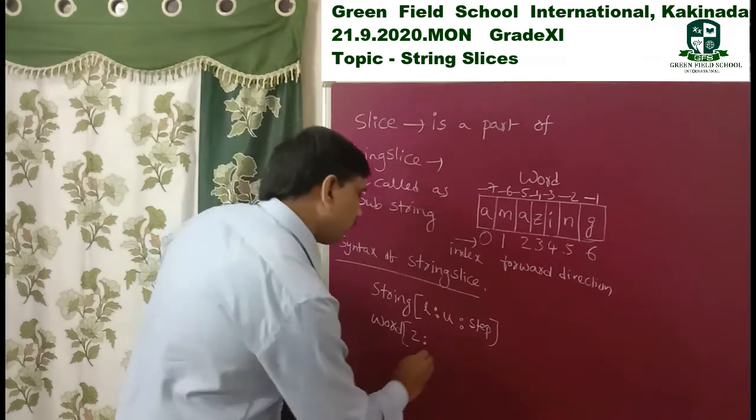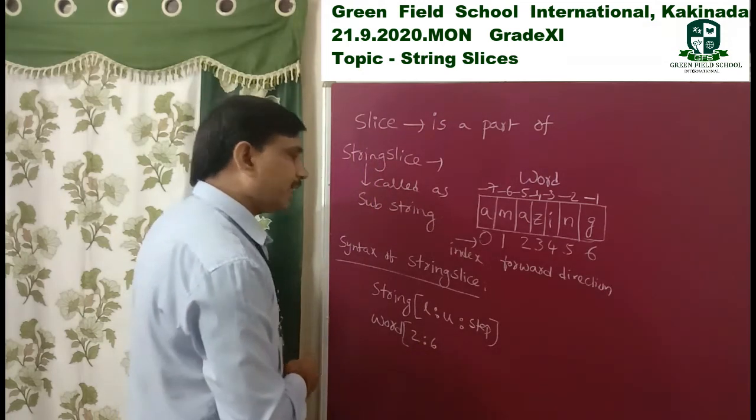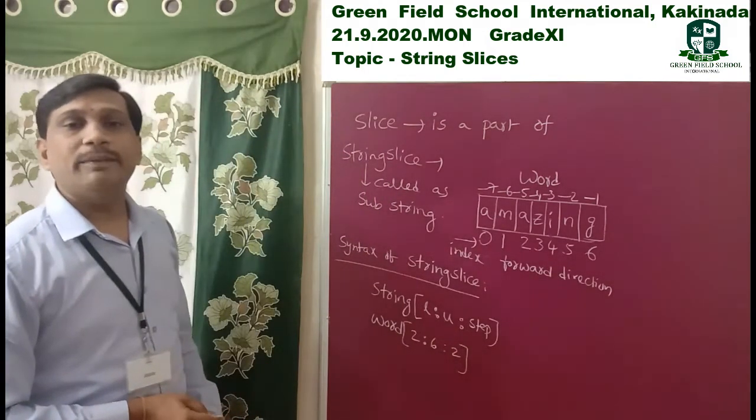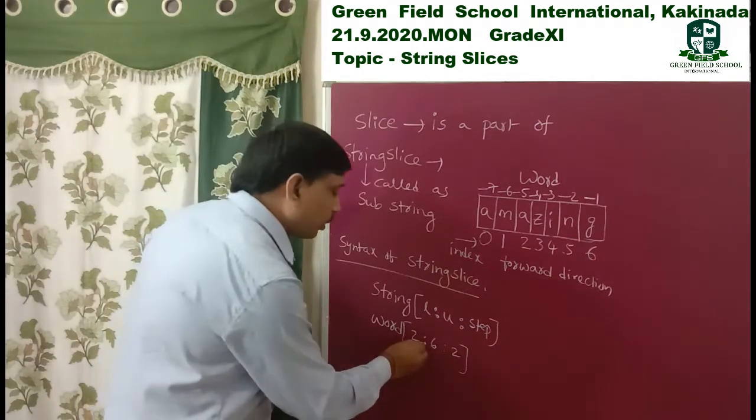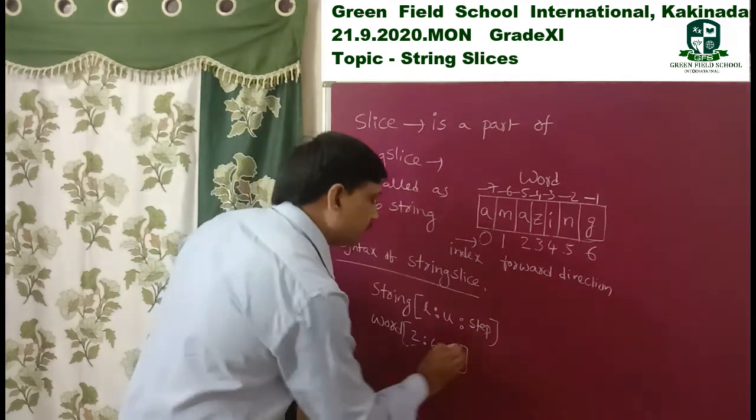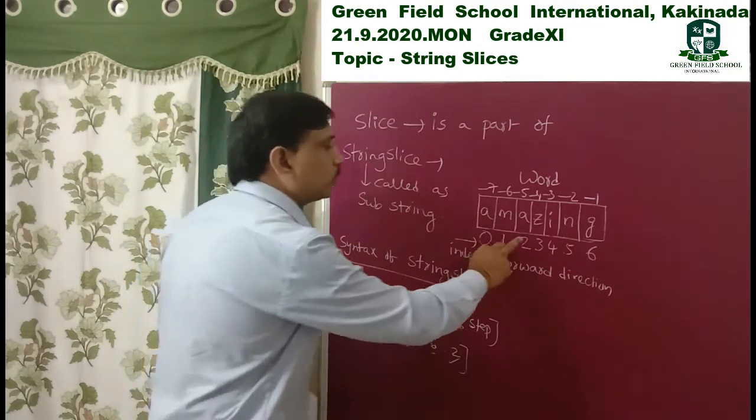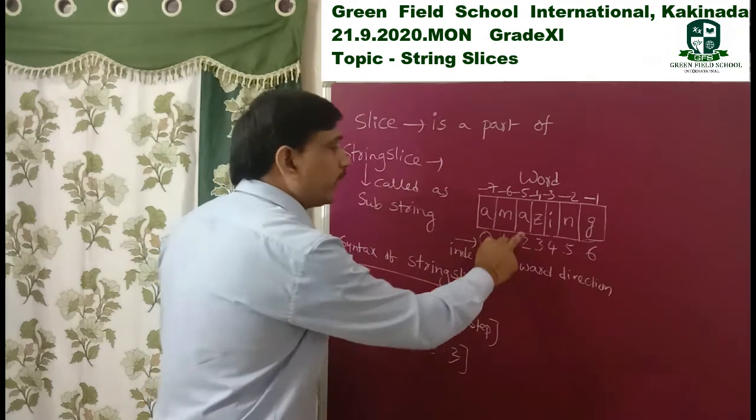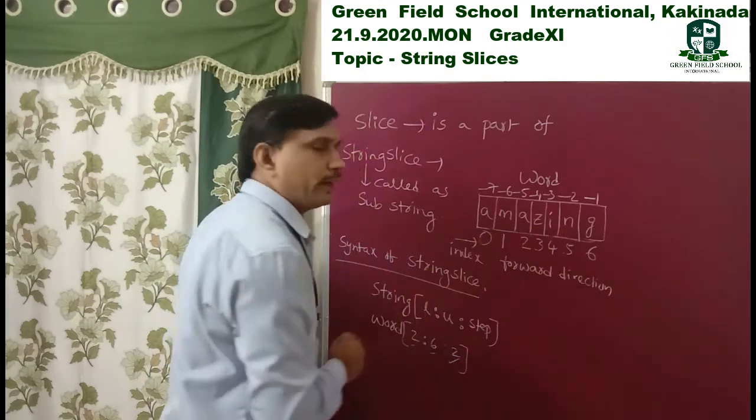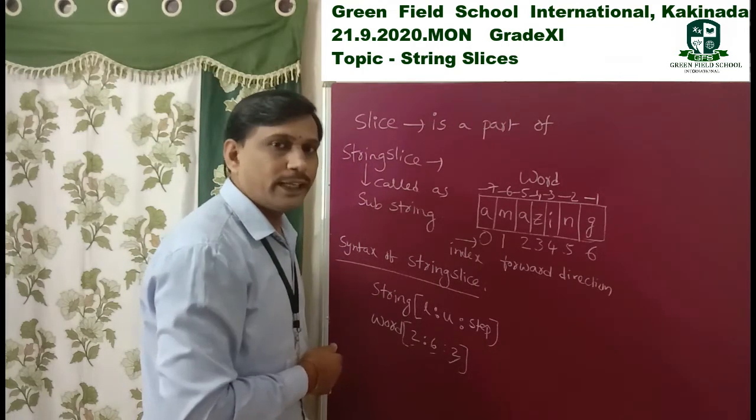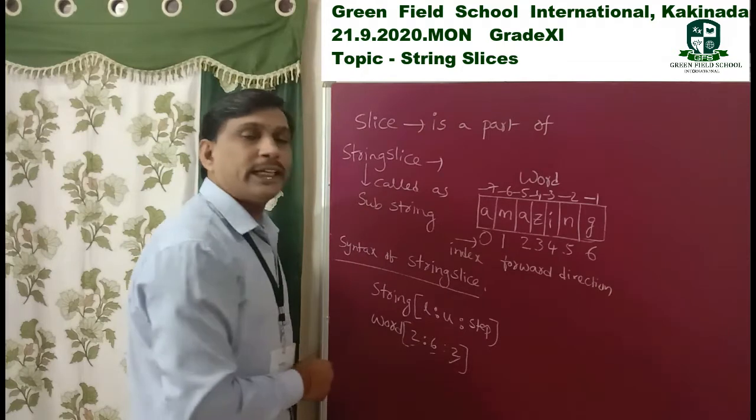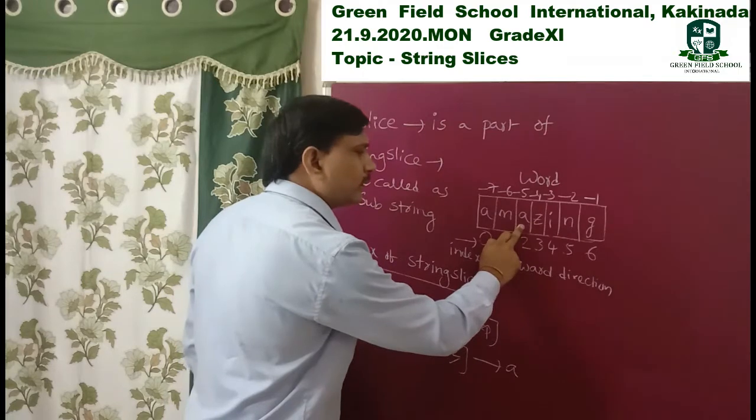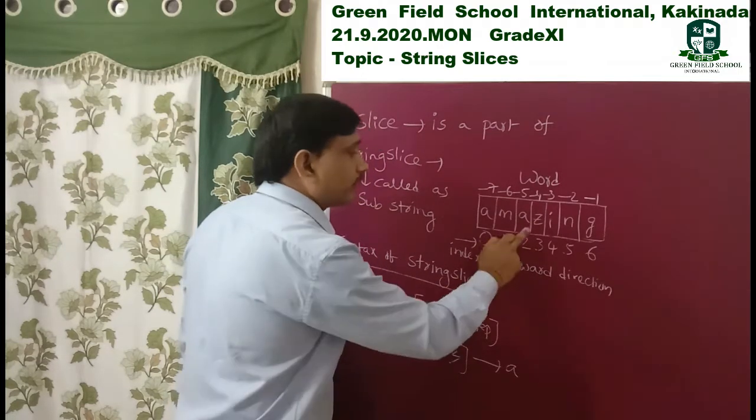So word of 2 to 6, and each and every time increment with 2. This one is the lower bound, this one is the upper bound, and this one is the incrementation. We start with 2, which means A. In the end we go up to 6, which means up to 5. In this forward direction the step incrementation is 2. So first we consider A, then the step is 2, that's why we leave this one.